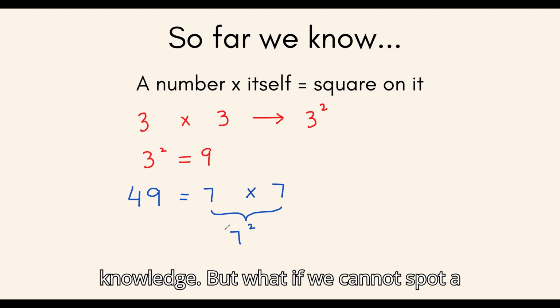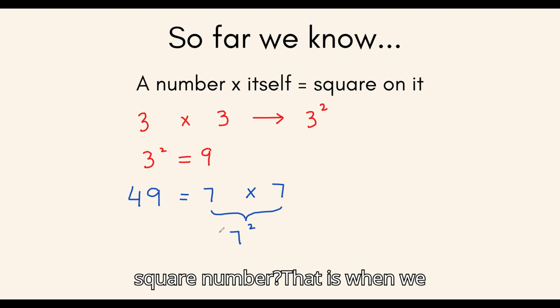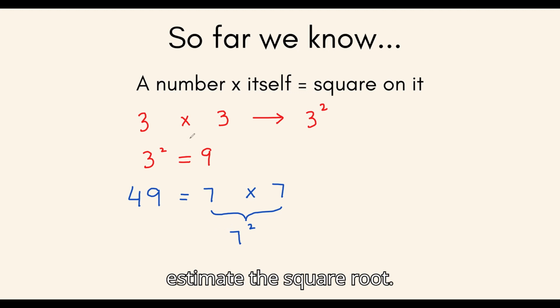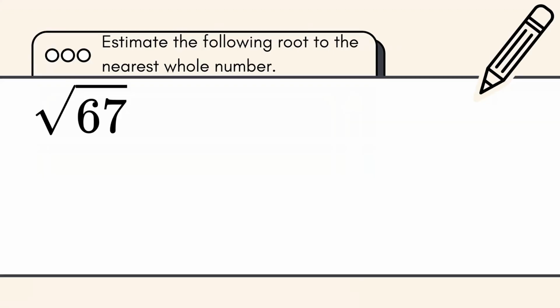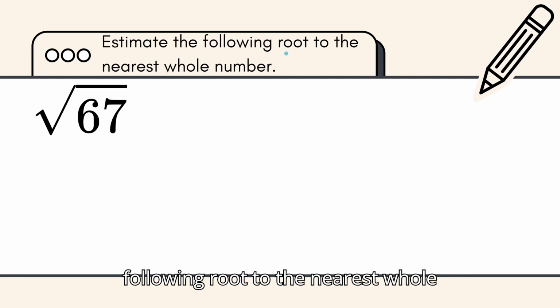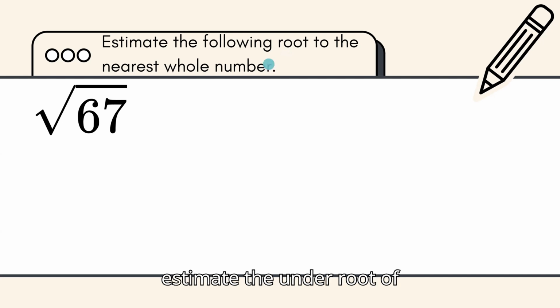But what if we cannot spot a square number? That is when we estimate the square root. So for this example, we have the question: estimate the following root to the nearest whole number. So we have to estimate the square root of 67.